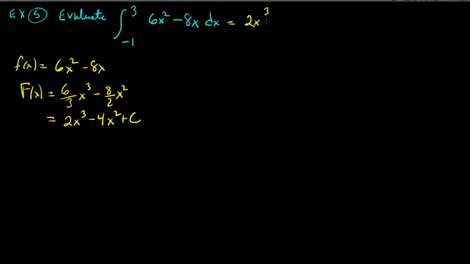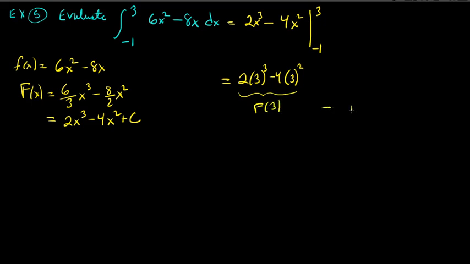So this is going to be 2x cubed minus 4x squared, and then we don't need the c, but what we do need to do is plug in the 3 and the -1. So let's do that. This is going to be 2 times 3 cubed minus 4 times 3 squared. So that's my capital F of 3. And then we have to subtract capital F of -1. So let's do that here. I'm going to use brackets so we make sure we have the minus sign in between. So 2 times -1 cubed minus 4 times -1 squared.